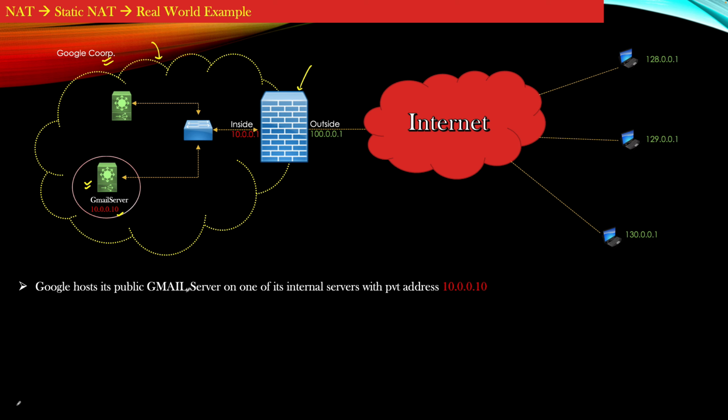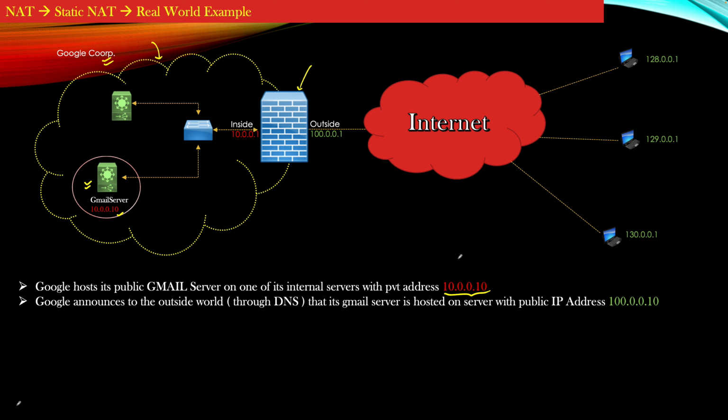So Google hosts its public Gmail server on one of its internal servers on the private IP address 10.0.0.10, and Google announces to the outside world through the domain name server that its Gmail server is hosted on a server with public IP address 100.0.0.10. Google has purchased one more public IP address from its internet service provider by paying some monthly fees, and let's say that public IP address is 100.0.0.10. Public IP addresses are not free. Anybody who purchases a public IP address has to pay the fee to the internet service provider.